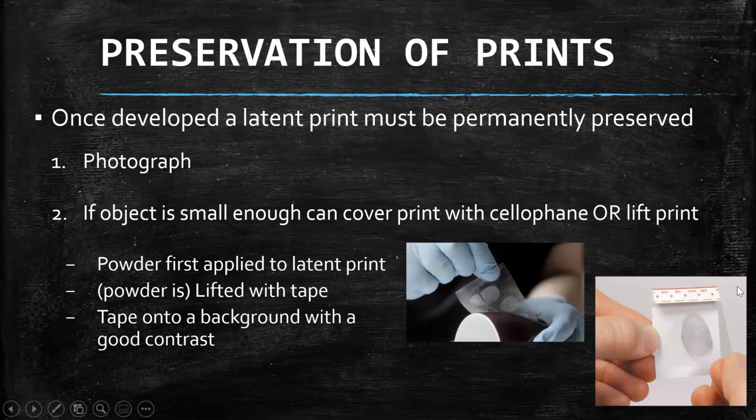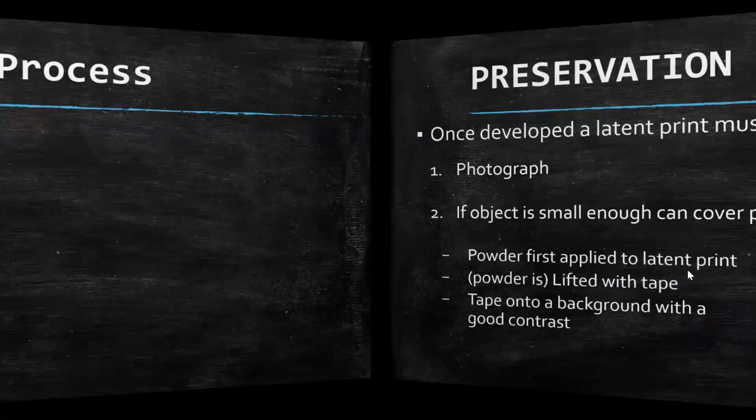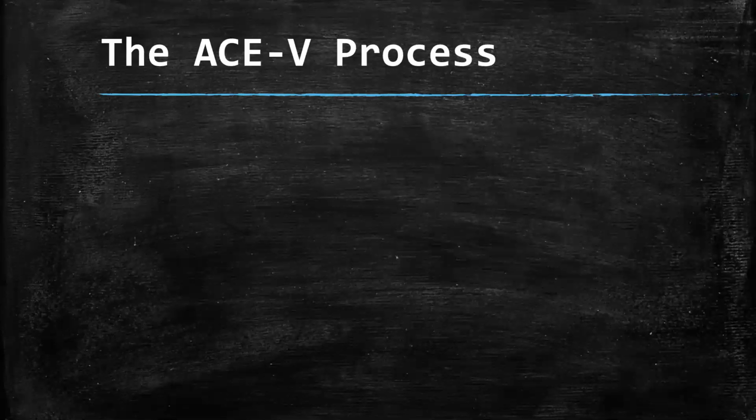So you tape it to something with a good contrast, and now you have that fingerprint permanently preserved, and it's no longer on this object. You don't have to worry about keeping this object, you only have to worry about keeping the small fingerprint. If it's fuming, you would fume it first, and then you could do the same thing. You could lift it with tape or just photograph it.